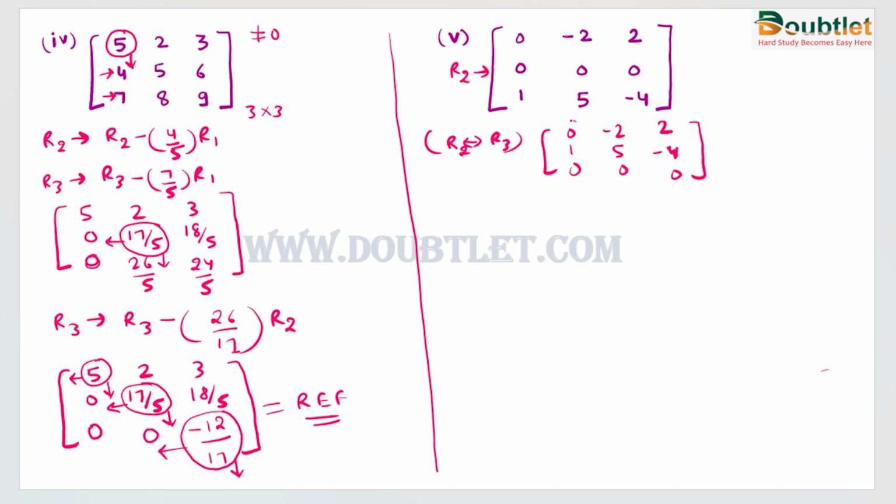Then we will check the leading elements. The leading element is zero, so what we will do, we will look down in the column and check for the first non-zero element, that is 1. So we will interchange again with this row. R1 will be interchanged with R2. So again we can write this as: 1, 5, minus 4, 0, minus 2, 2, 0, 0, 0.